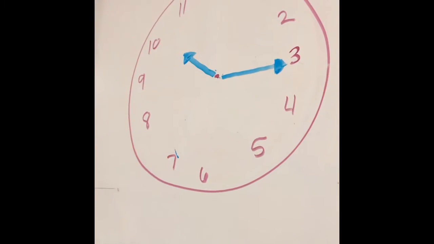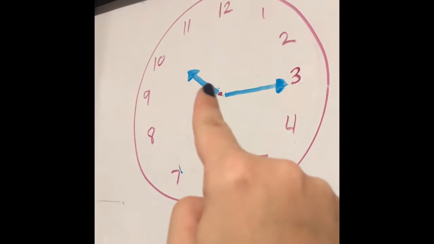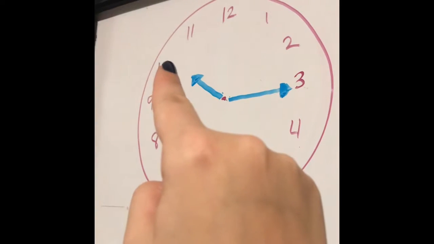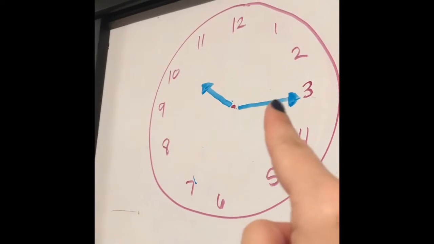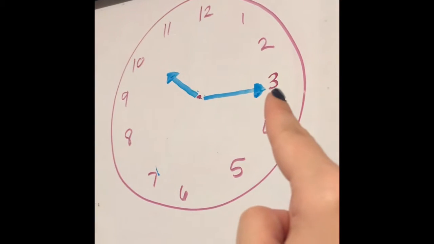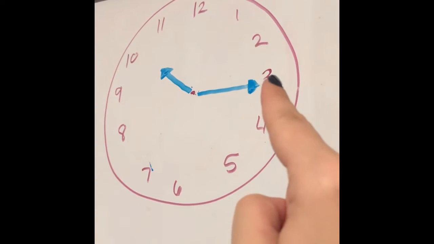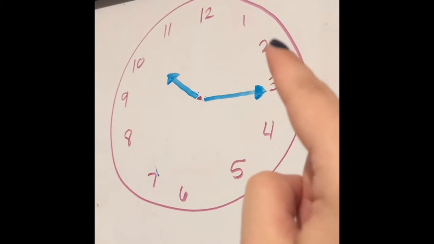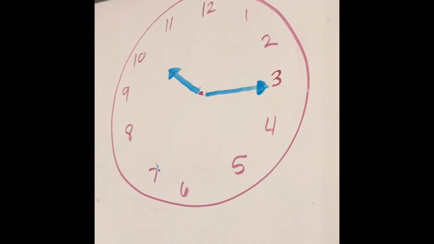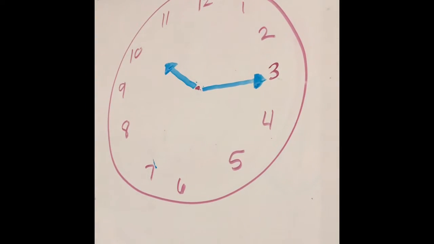Okay, let's practice another one. We can see that our short hour hand is pointing at the 10, and our long minute hand is pointing at the 3. Let's count how many minutes past 10 that is together. 5, 10, 15. Looking at this clock, we know that it is 10:15.